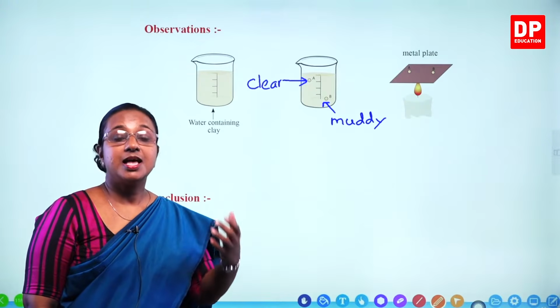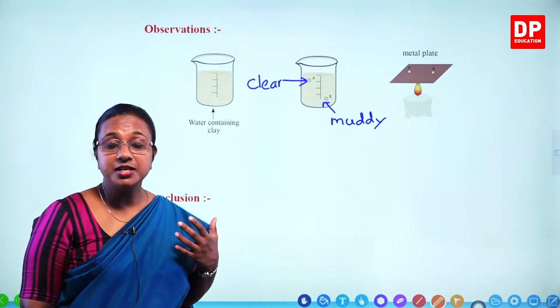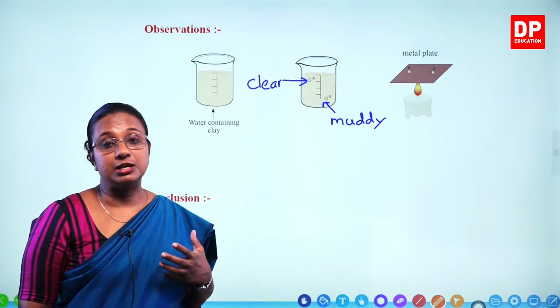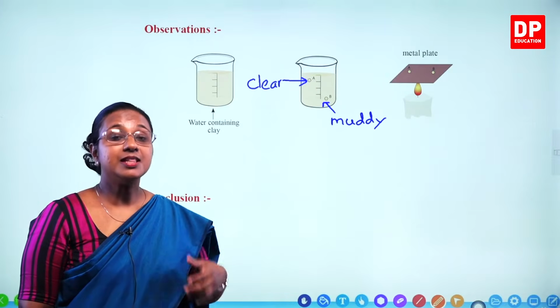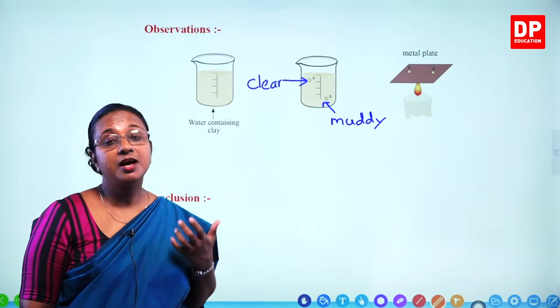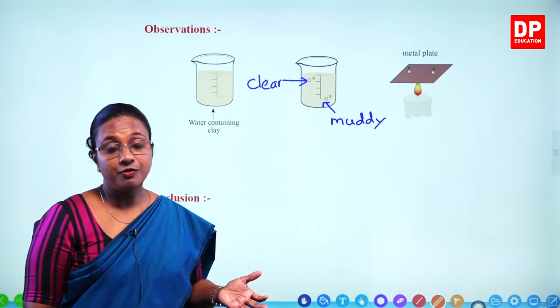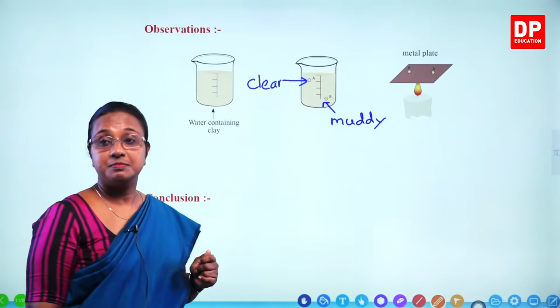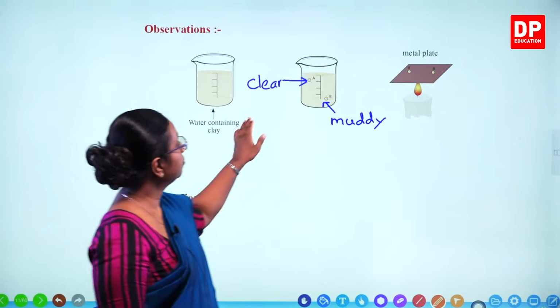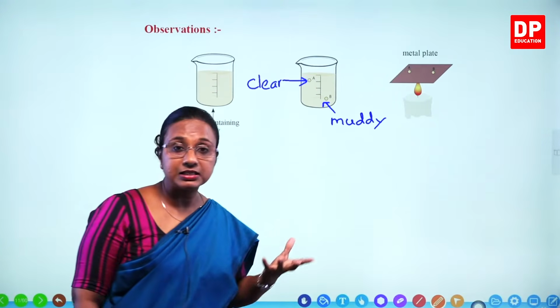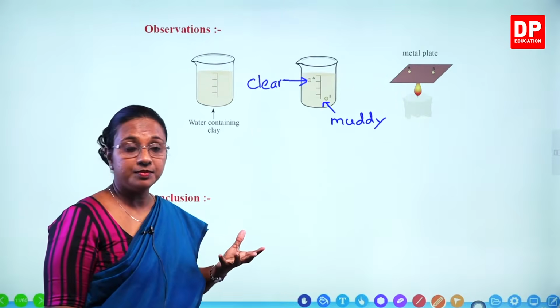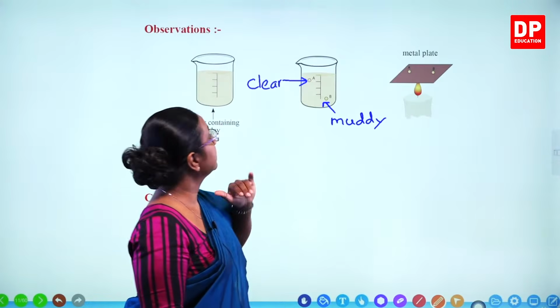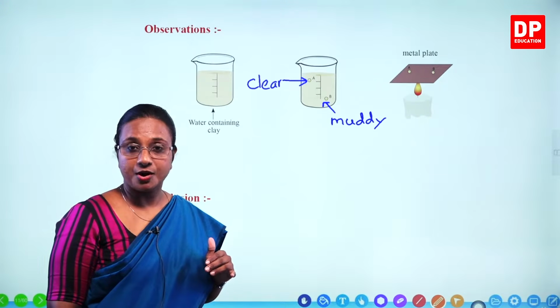That is because the components are distributed unequally, or we can say the components are not distributed uniformly throughout the mixture. That is why you have a more muddy, darker color solution at the bottom and a more clear solution towards the top.